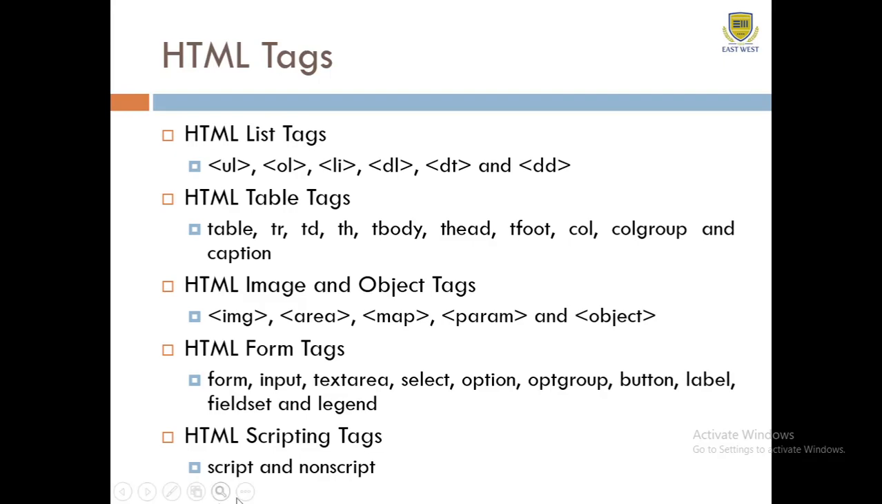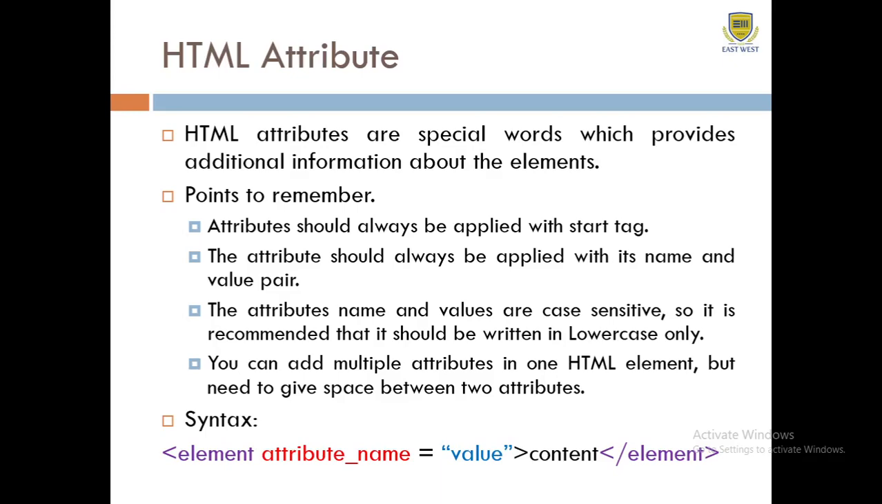So next are the scripting tags. We have various scripting tags available. One of the examples are script and noscript. We'll understand more in detail once we start learning this. So this was a brief introduction to the HTML tags. Next, let us understand about the HTML attribute.